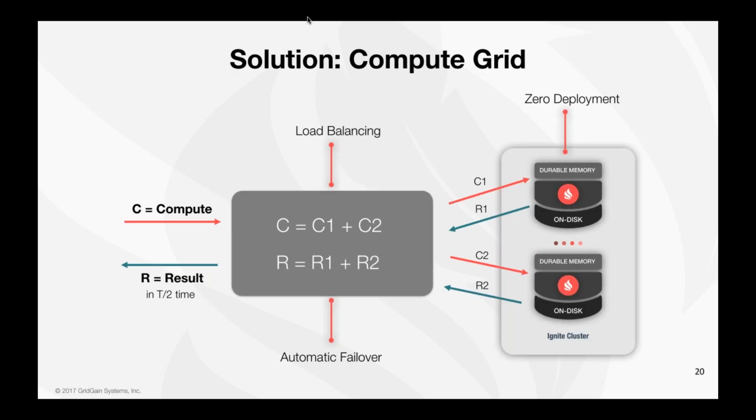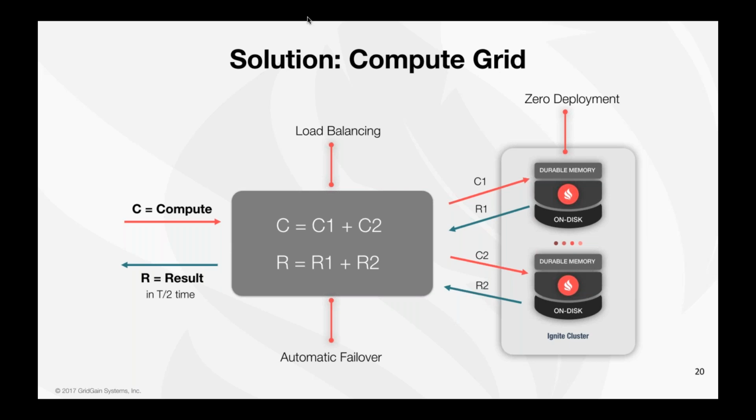Ideally suited to this then is the Ignite compute grid. So this provides effectively the parallelism that they were able to use for this particular problem. The way this works is, if you're familiar with things like MapReduce or fork join, for example, then this works in a very similar way.